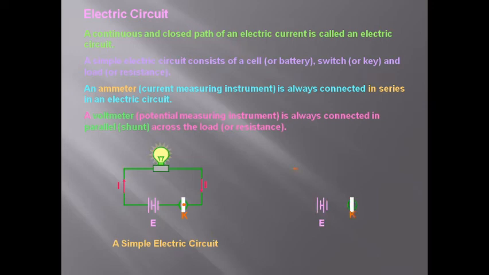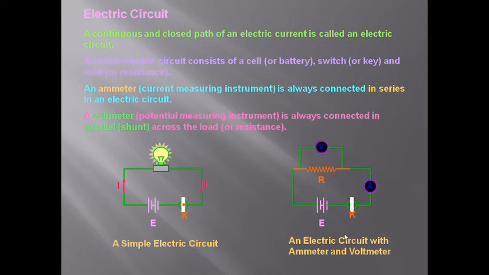Now we can also connect the ammeter and voltmeter. The ammeter is always connected in series and the voltmeter is always connected in parallel to the circuit. So an electric circuit with ammeter and voltmeter, both are simple circuits. Okay, these are examples of electric circuits.